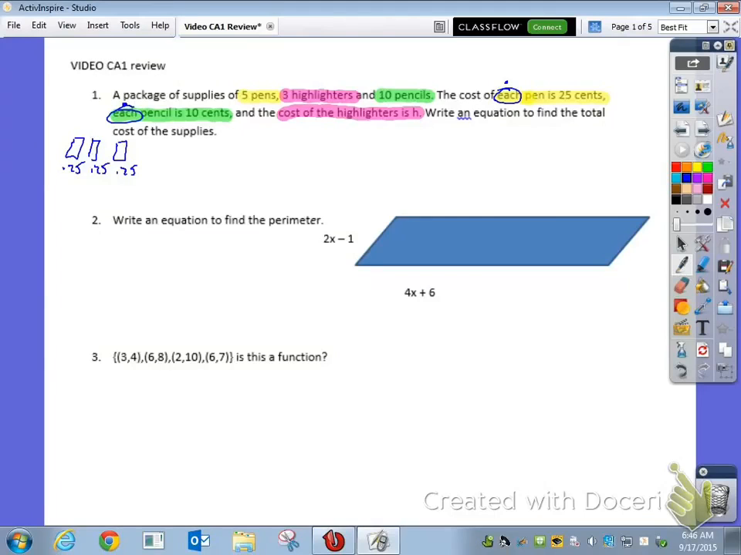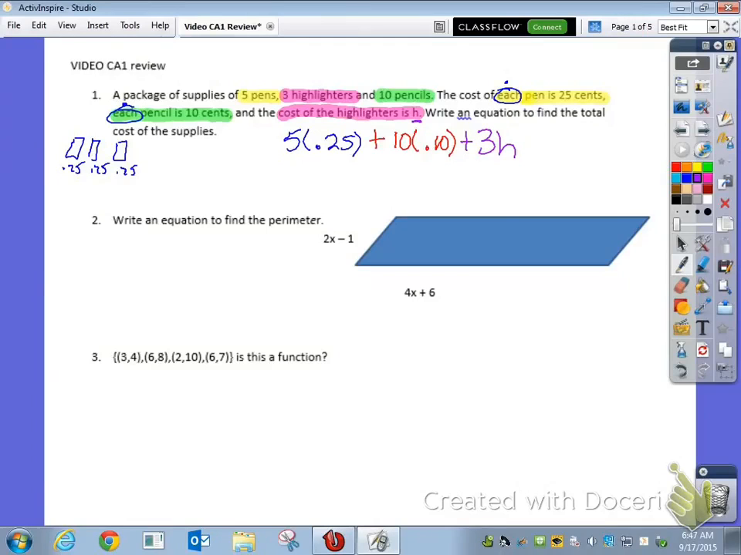So I have 5 times 25 cents. Since it's 25 cents, I have to put 0.25. And then I also have the pencils. So I have 10 pencils, so that's 10 times 0.10 for 10 cents. And then you also have the highlighters. And the highlighters are H. So I put 3H.